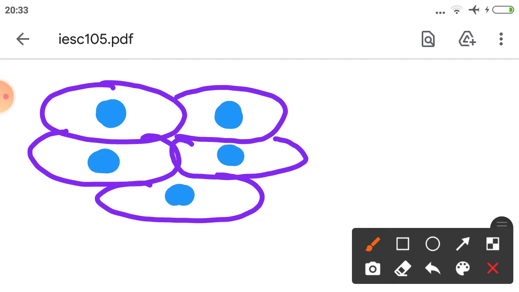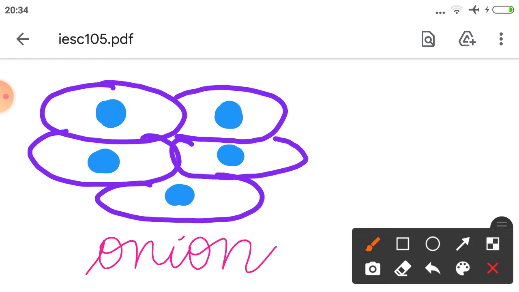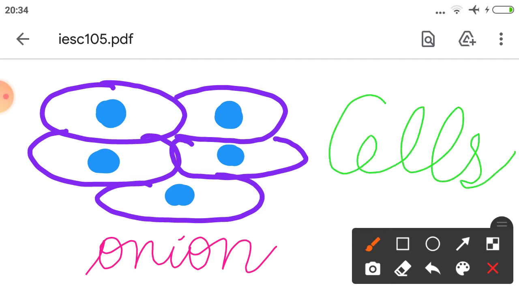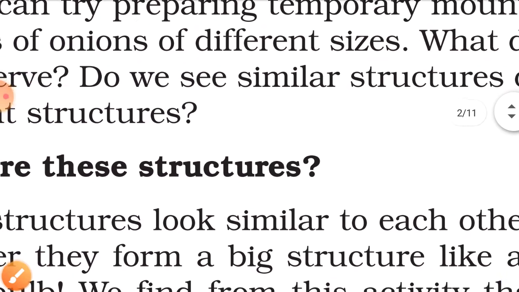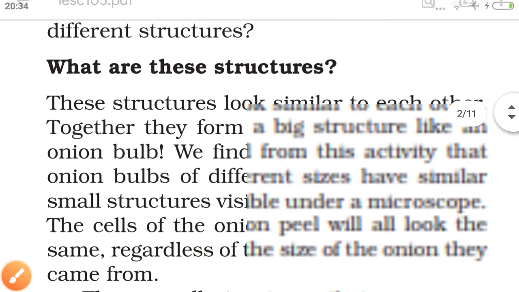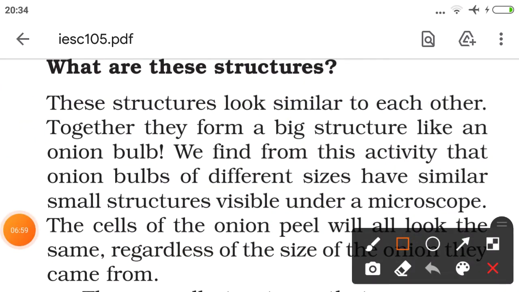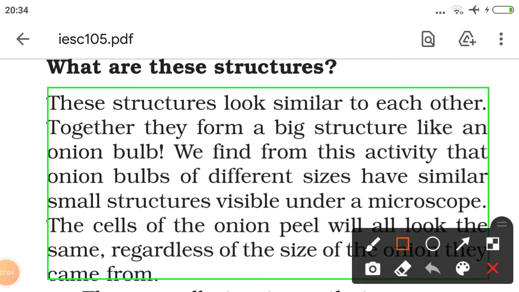When we see it under a microscope, we obtain this structure, which looks really different. These structures are nothing but cells. So it is proved that onions are also made up of cells. What are these structures? These structures look similar to each other. Together they form a big structure like an onion bulb.